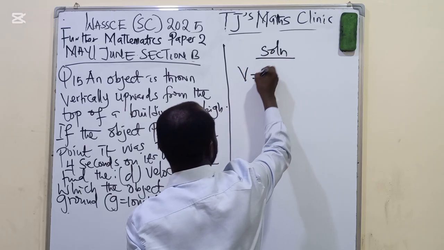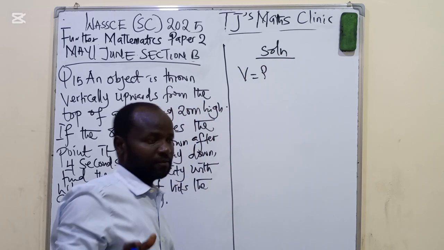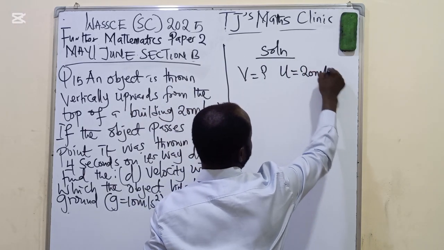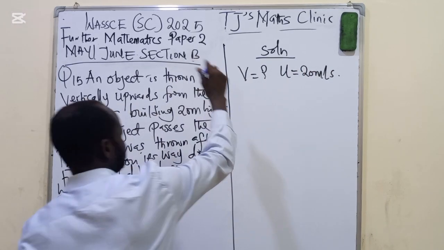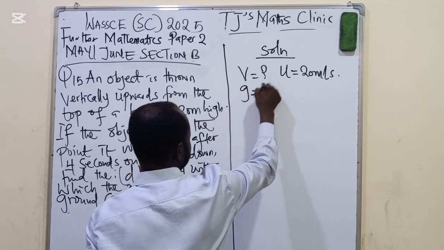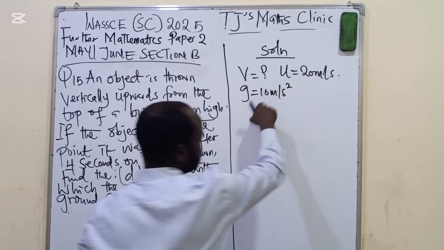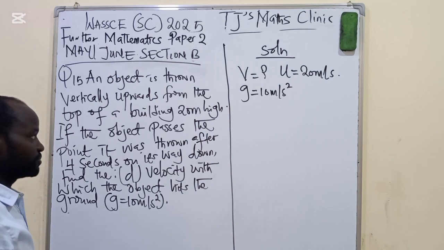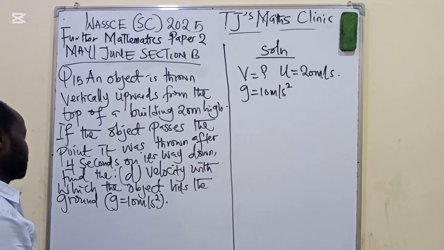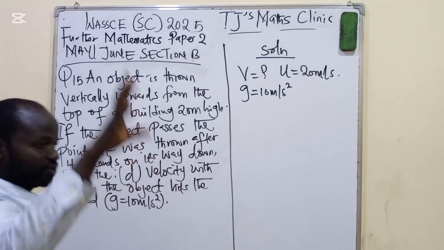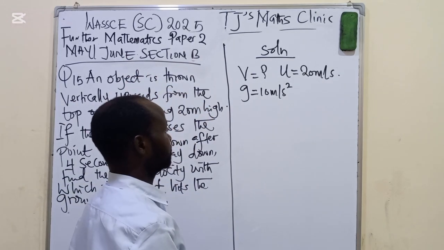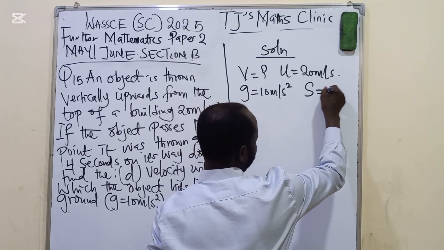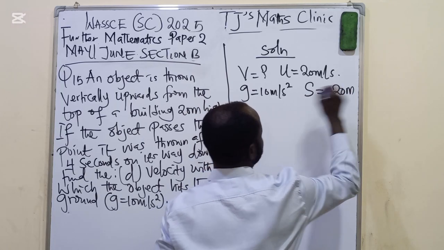Final velocity v is not given. From A, initial velocity is 20 meters per second. Then acceleration due to gravity, of course, is 10 meters per second squared, but it will be negative. Then, the height of the building is 20 meters. Since the object is coming down, the displacement will be negative. So the displacement s now will be negative 20 meters.